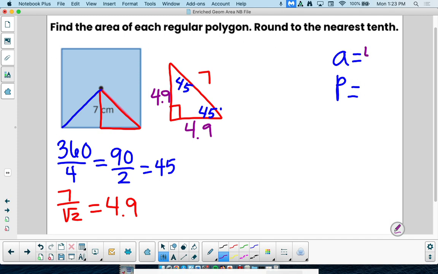So your apothem's 4.9. But your side length, what would this whole side be? Don't you just times it by 2? Times 2? And then times 4. So what is 4.9 plus 4.9? 9.8. Now we can find our perimeter. 9.8 times 4.